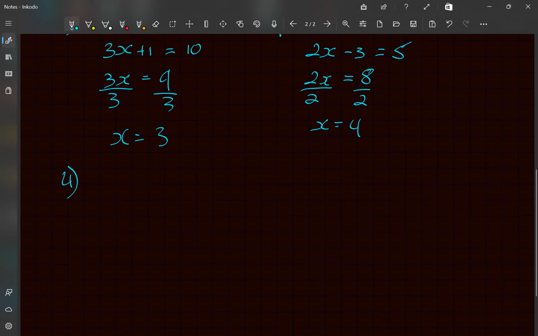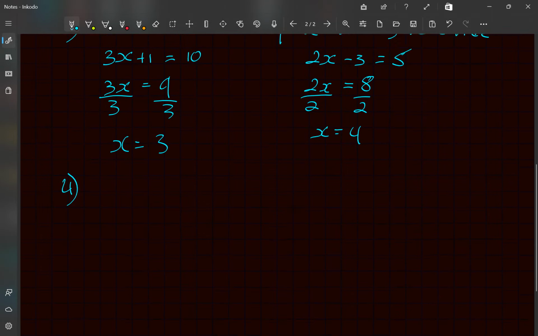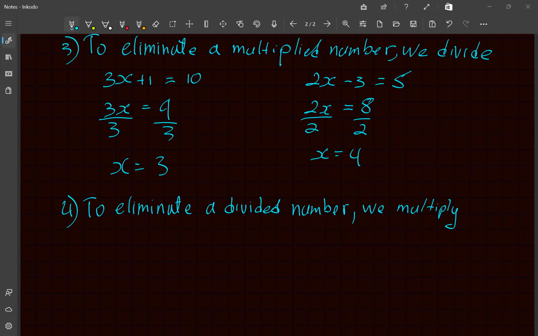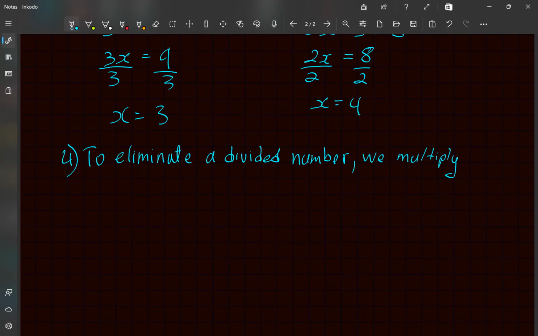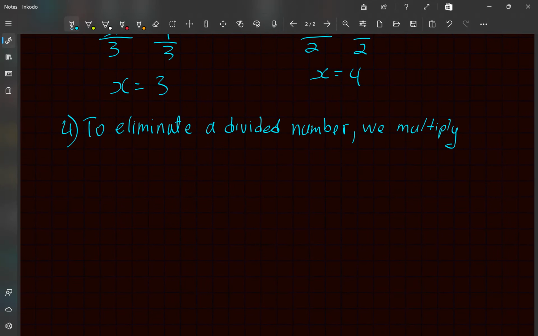Next, we need to learn how to deal with a divided number. And to eliminate a divided number, we multiply. Let's say we had x over 3 is equal to 2. We want to solve for x. What's stopping x from being by itself? Well, there's this 3 that is being divided here. How do we get rid of this 3?